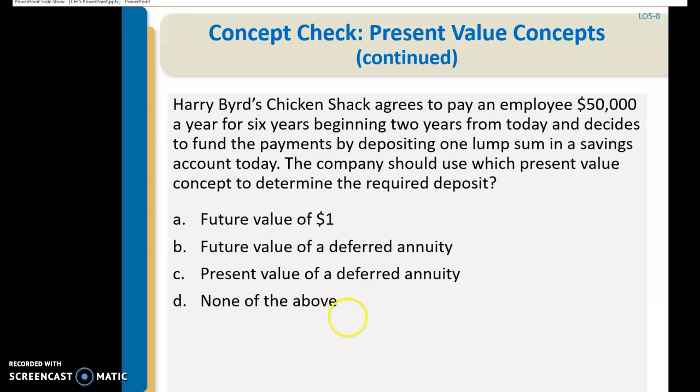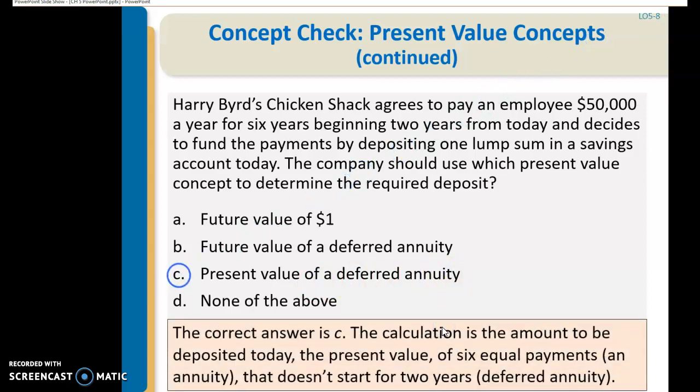I think probably all of you chose number C, present value of a deferred annuity.